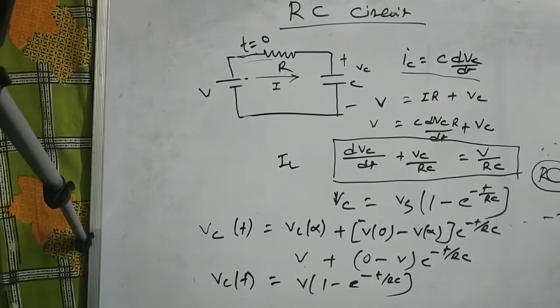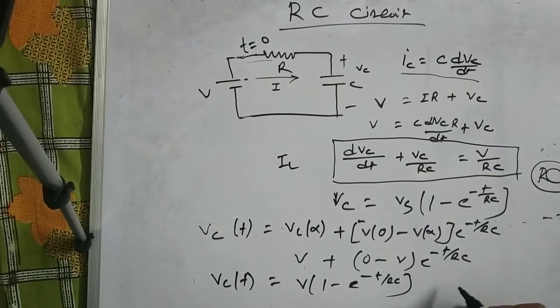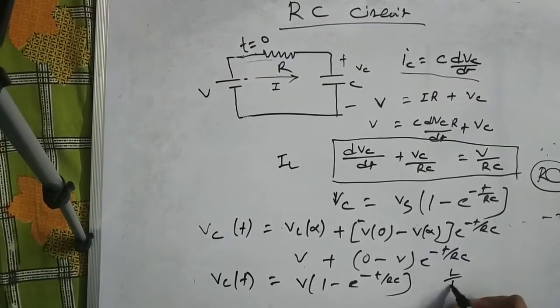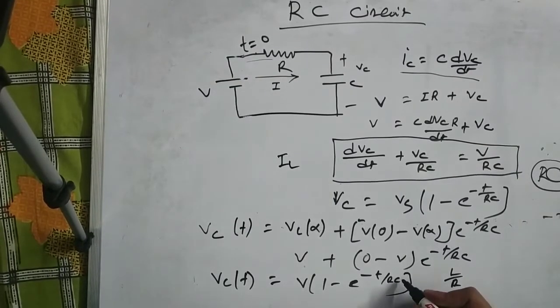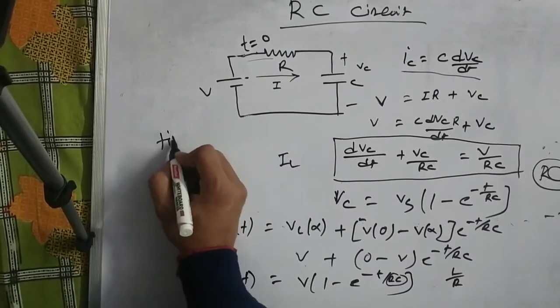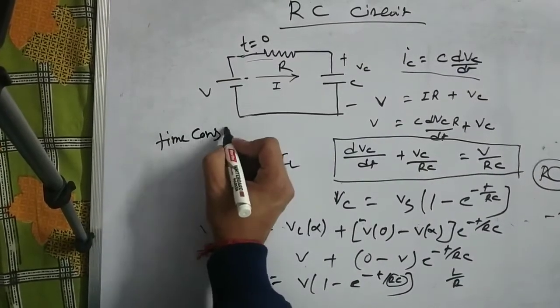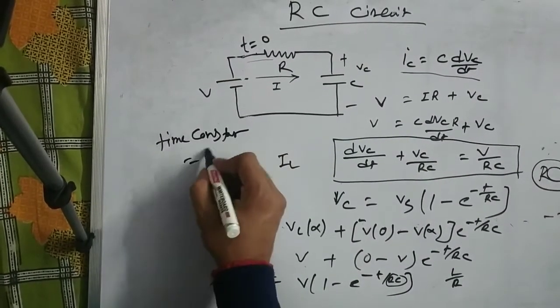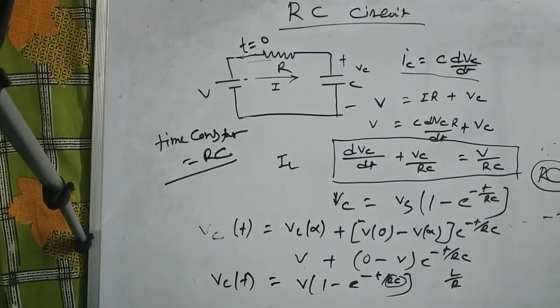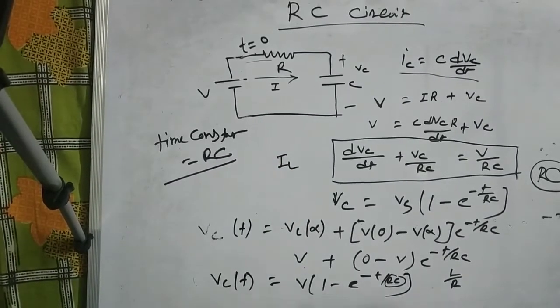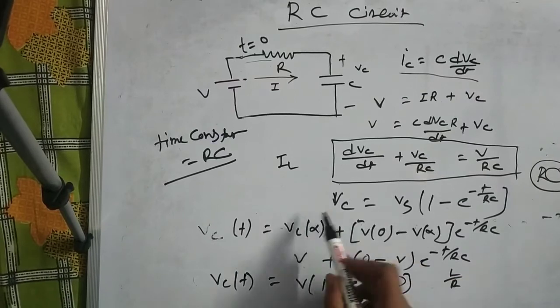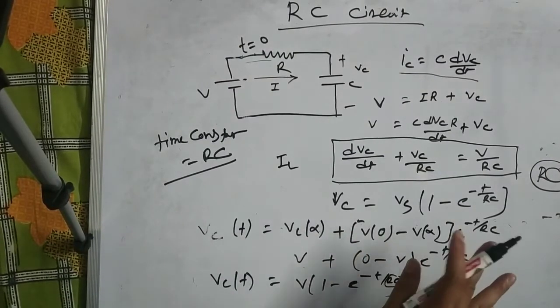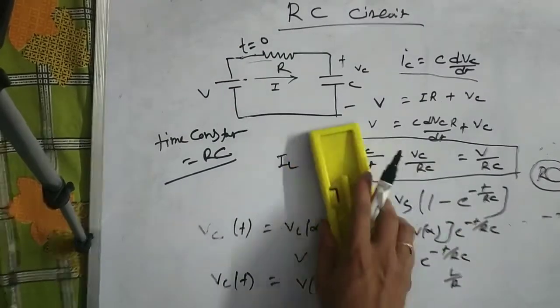Previously we found the time constant is L by R. Here we are finding the time constant equal to R into C. You have to remember this. So we have derived the capacitor voltage equation. Now we will draw the graph.